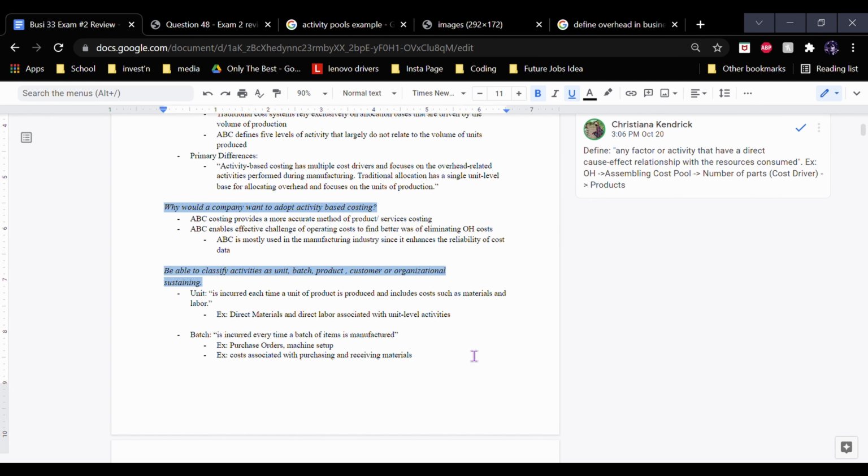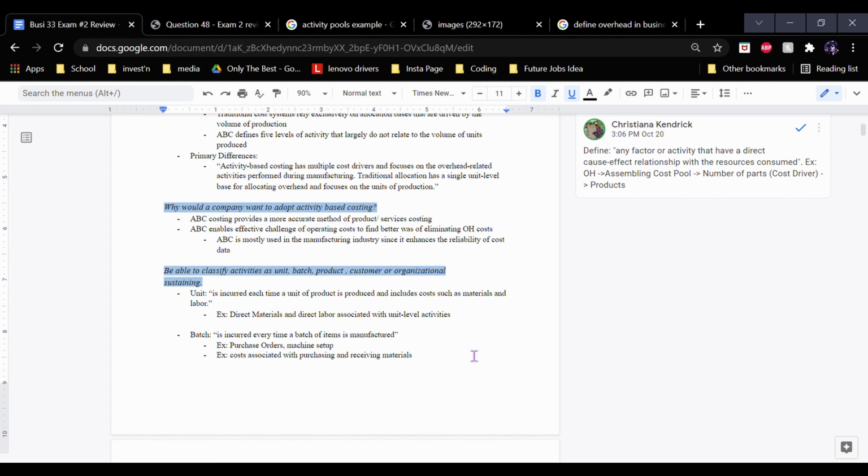Second question, why would a company want to adopt activity-based costing? Well, activity-based costing provides a more accurate method of product/service costing, and activity-based costing enables effective challenge of operating costs to find better ways of eliminating overhead costs.